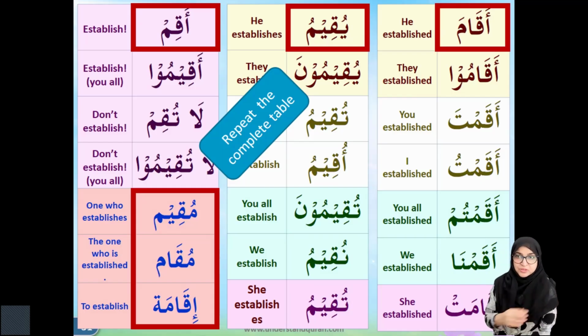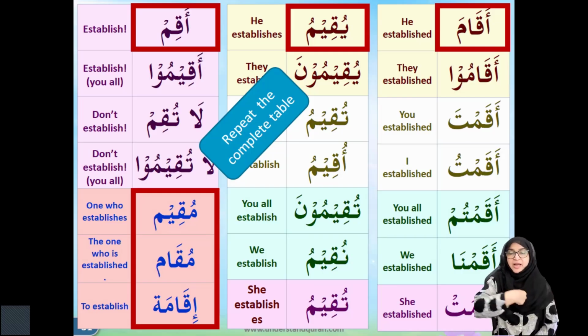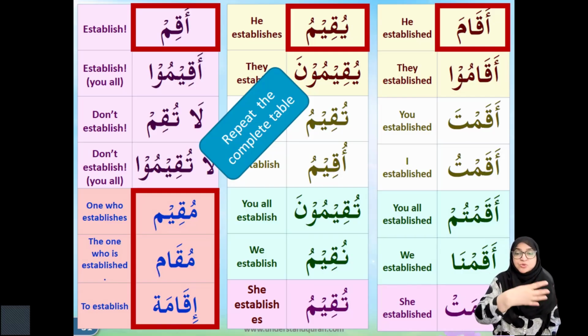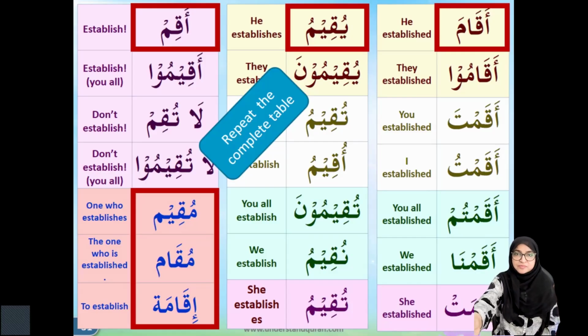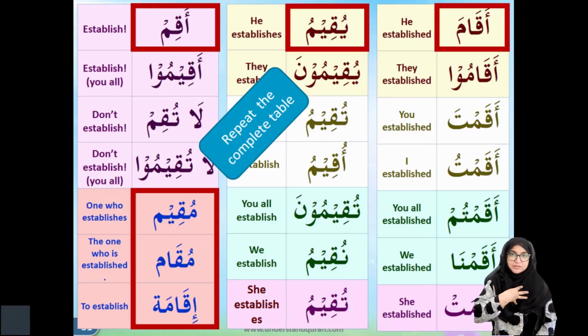Once Fozia, repeat the whole table. I'll say in English and you say in Arabic. He establishes. Aqama. They establish. Aqamu. You establish. Aqamta. I establish. Aqamtu. You all establish. Aqamtum. We all establish. Aqamna. And she establishes? Aqamat. Okay, good.